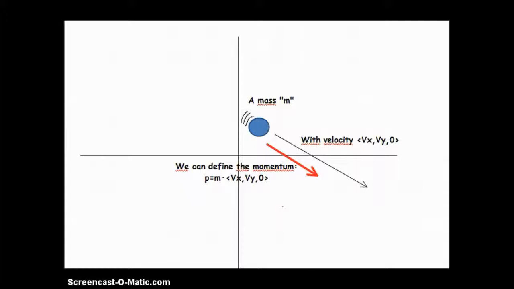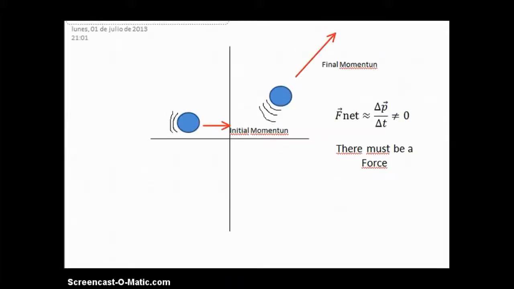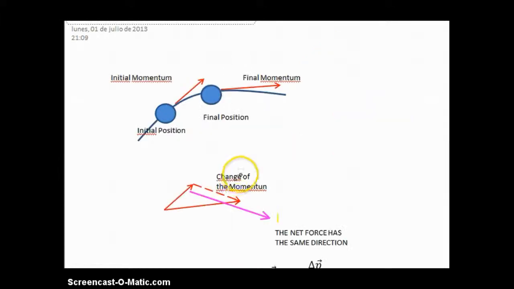To solve this, we need to use the momentum. The momentum is a vectorial magnitude equal to the mass of the object times its velocity, and the momentum has the same direction as the velocity. According to Newton's second law, the net force is equal to delta P divided by delta T. So, if delta P divided by delta T is not zero, then there must be a force, because the net force is not equal to zero. The change of the momentum has the same direction as the net force, as we can see in this example.